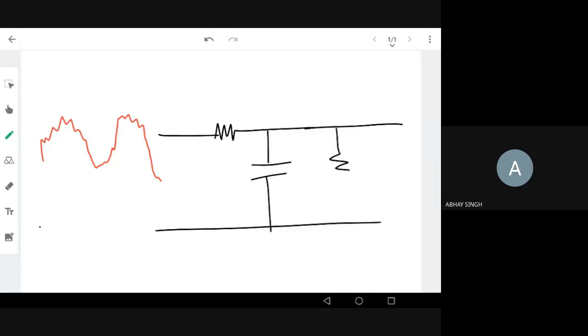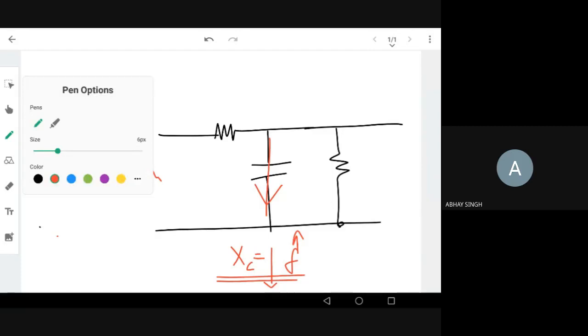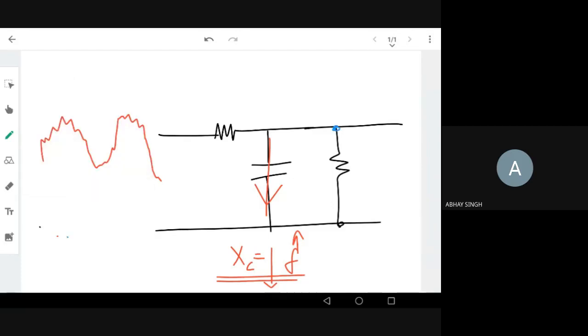So what is the idea? The output will be the high frequency part. The capacitance will offer low impedance, so the high frequency part will be short circuited through the capacitance, because XC is very low for high frequency components as the frequency increases. So my output across the resistance will be a signal something like this. All this high frequency will be short circuited here. So this is called a low pass filter.